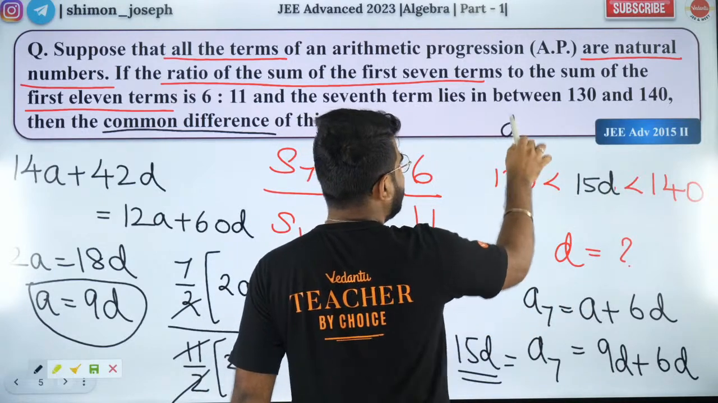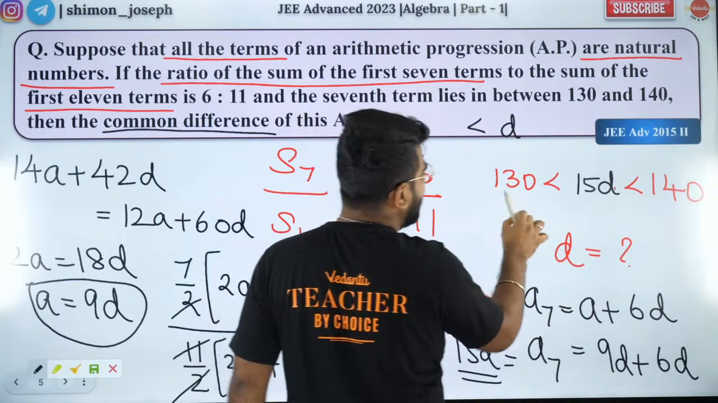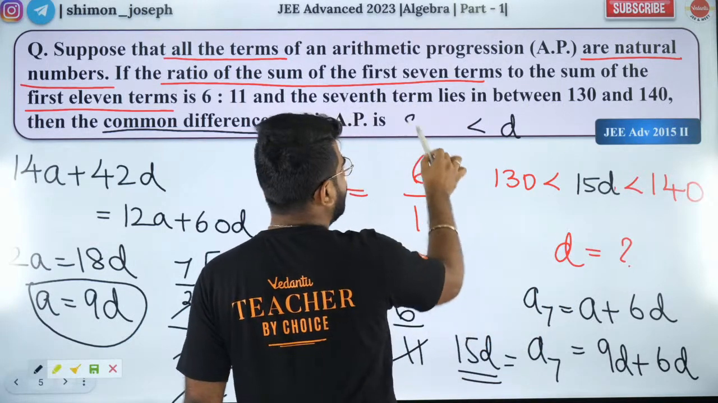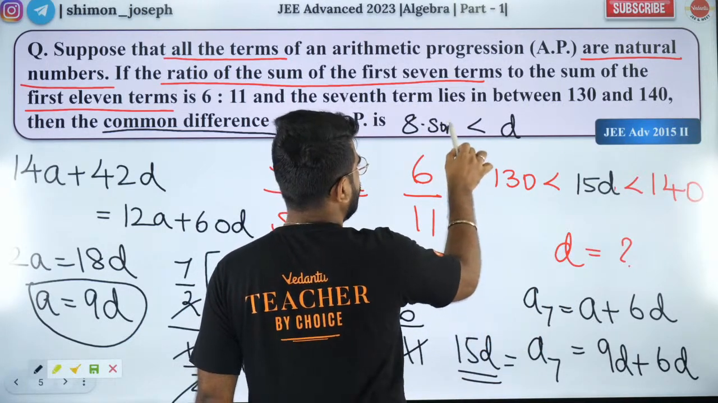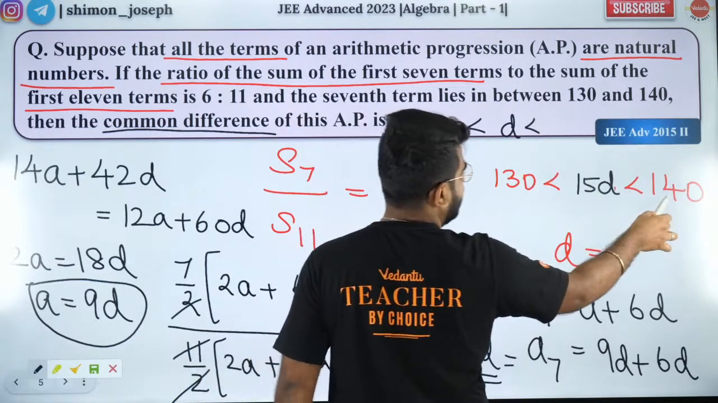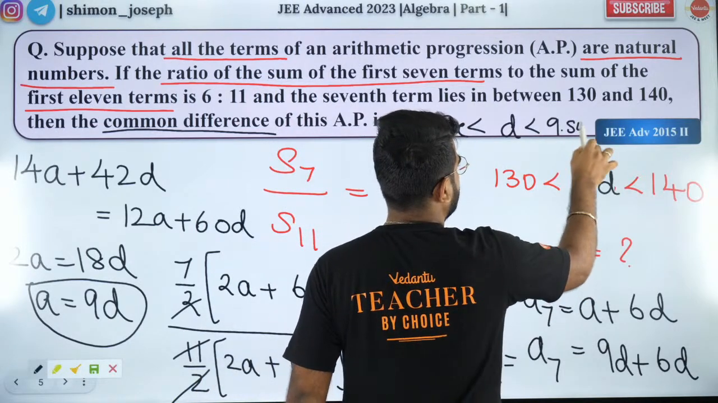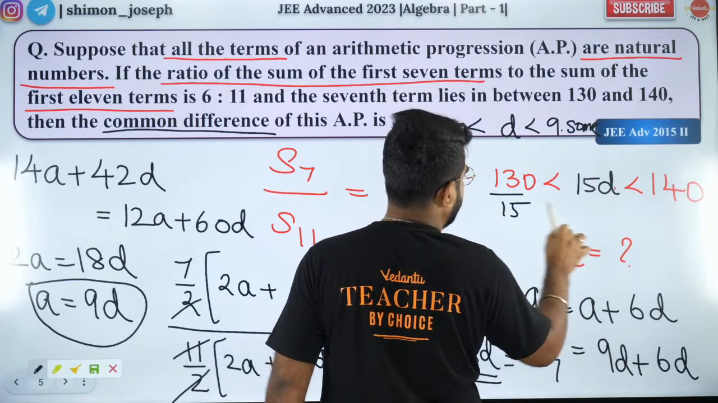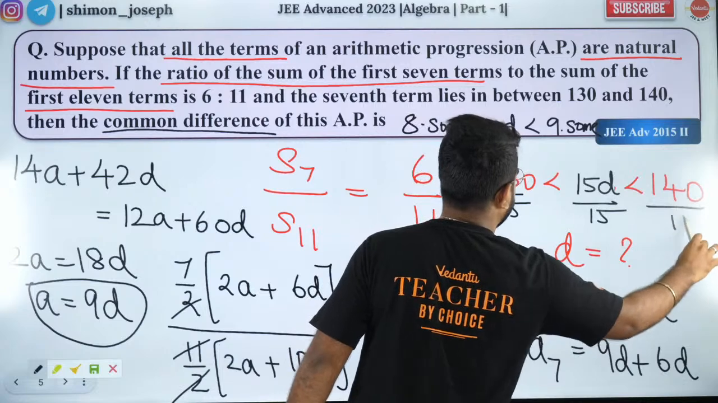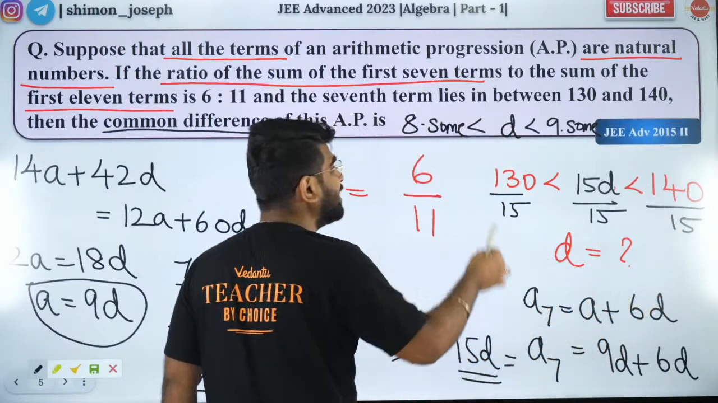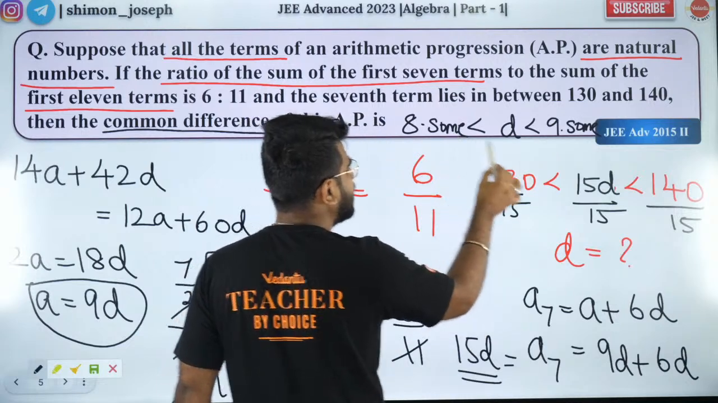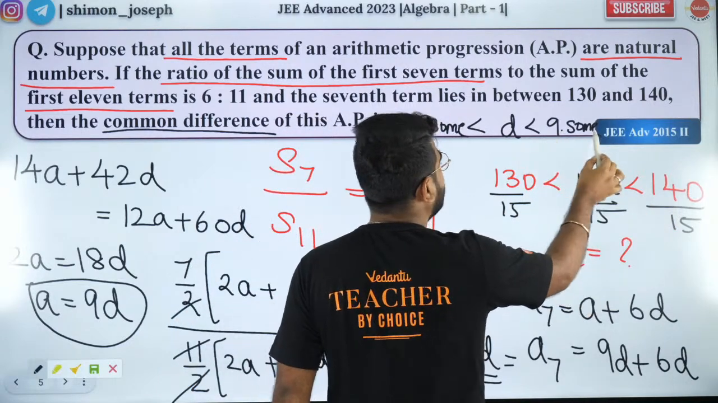So what is your d? Your d is nothing but 130 by 15, which will be 8 point something. And 140 by 15 will be 9 point something. I am dividing by 15 everywhere. So if I divide by 15 everywhere, because 15 is a positive number, the sign of the inequality will not reverse.